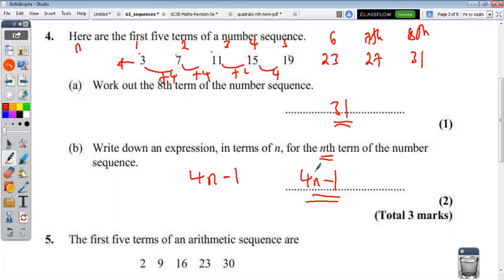When n is equal to 1, it's 4 times 1, which is 4, minus 1, 3. When n is equal to 2, look at this, 4 times 2, 8, minus 1, 7. When n is equal to 3, 4 times 3, 12, minus 1, 11. You see that?